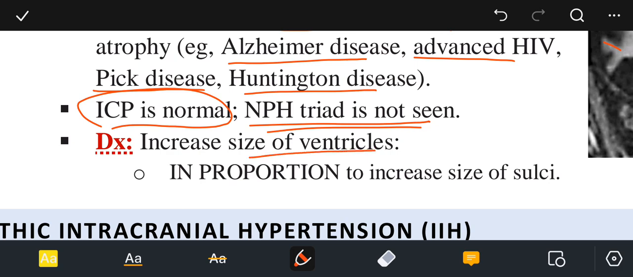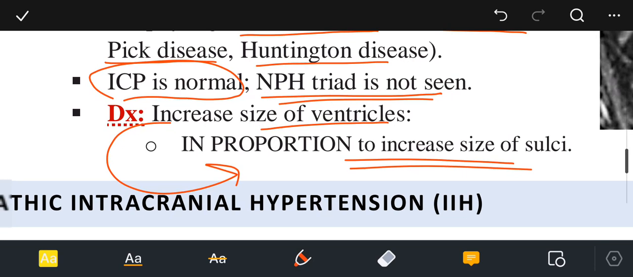The increase in the size of the ventricles is in proportion to the increase in the size of the sulci.